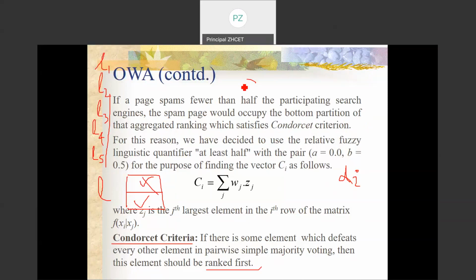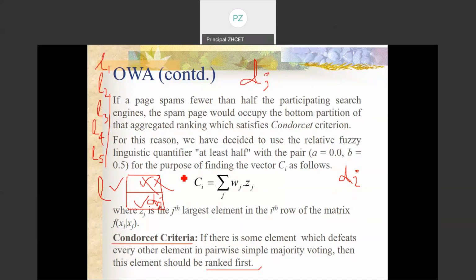Suppose there is a page DJ. But DJ is able to influence only less than half of the participating lists. And if we use a rank aggregation method which satisfies Condorcet criteria, then this DJ will occur in the lower half and it cannot come in the upper half.